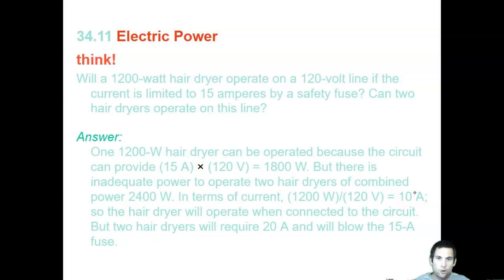But there's inadequate power to operate 2 hairdryers with a combined power of 2400 watts, because 2400 is a lot greater than 1800. In terms of current, 1200 watts divided by 120 volts gives you 10 amps. So the hairdryer will operate when connected to the circuit. But 2 hairdryers will require 20 amps and will blow the 15 amp fuse.